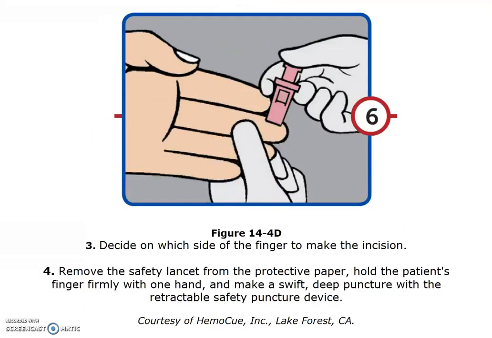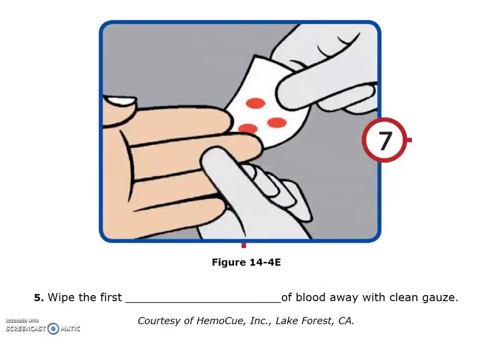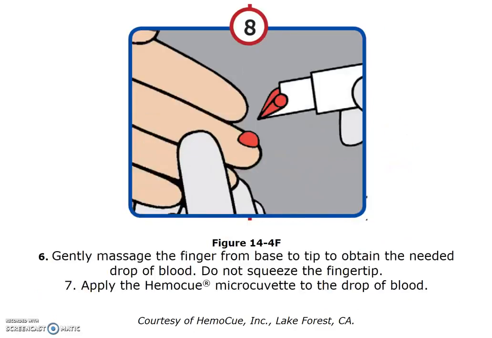Decide on which side of the finger to make the incision. Remove the safety lancet from the protective paper. Hold the patient's finger firmly with one hand and make a swift, deep puncture with the retractable safety puncture device. We're going to wipe the first drop of blood away with clean gauze and gently massage the finger from base to tip to obtain the needed drop of blood.